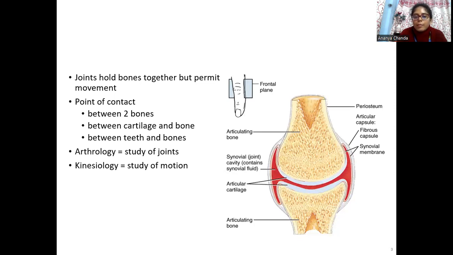So the attachment point of the joints can be between two bones, between the cartilage and bones, or between the teeth and the bones. And the study of joint, as I have previously mentioned, that is the arthrology, and the study of motion is kinesiology.